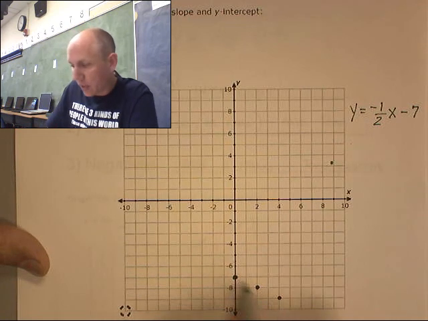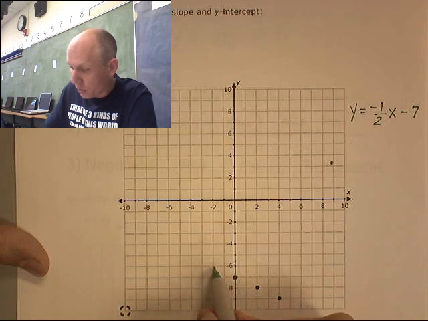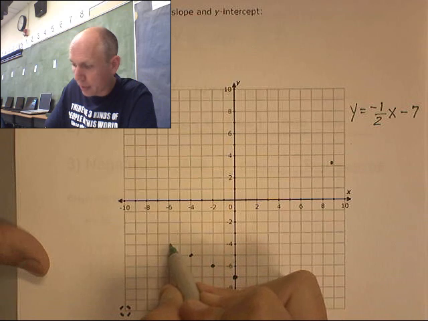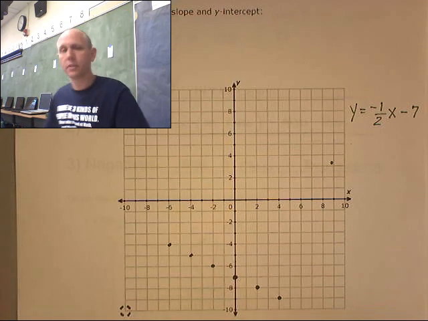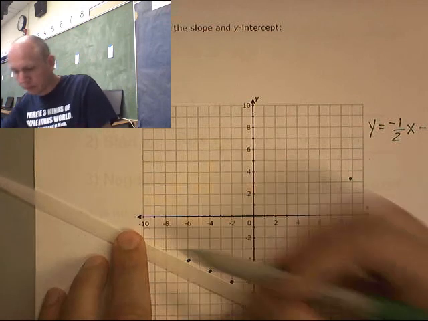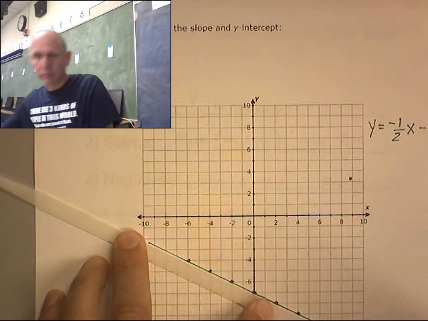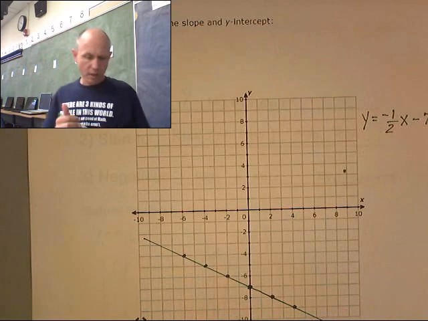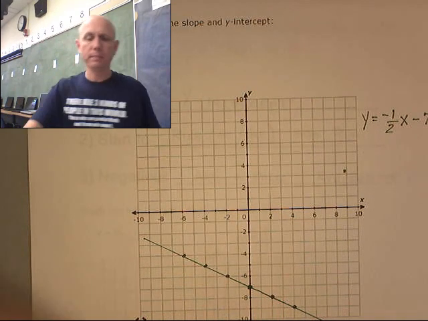Now, but you see the line? Could I also go up 1 over 2 as long as I make it negative, right? Up 1 over 2. I'm just continuing with that line. There it is. Does that look pretty straight? There's our line. All right, that's it for slope-intercept.